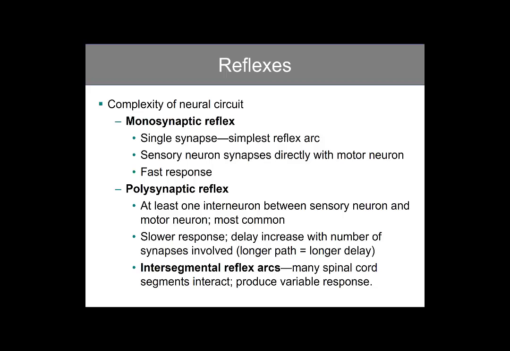Regarding the complexity of the circuit, we have some reflexes that are monosynaptic, that exhibit only one synapse. And of course, this is going to eliminate, or at least reduce, synaptic delay, that 0.2 to 0.5 millisecond delay associated with a synapse. So this will greatly enhance the speed with which that message is carried. Polysynaptic reflexes refer to having many synapses. Poly refers to many. These are slower. There's a delay due to the increased number of synapses that are present.